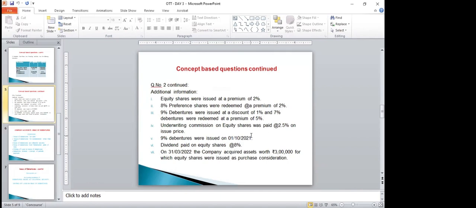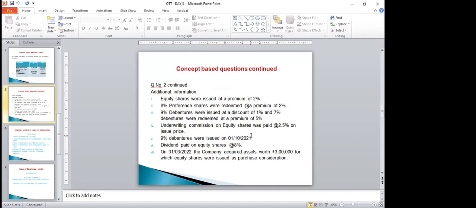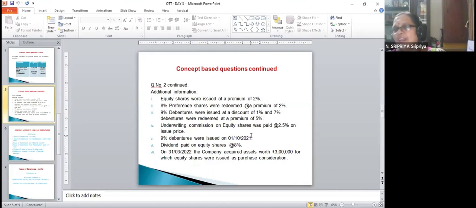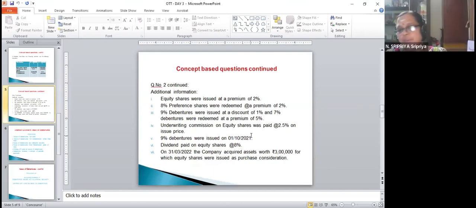Let's wait, ma'am. Regarding that equity dividend, opening balance we are taking. Suppose the additional information is that new shares were issued on 1st October. Sir, 2000 shares, 1st October given. In such a case, you have to calculate dividend for the 6 months.